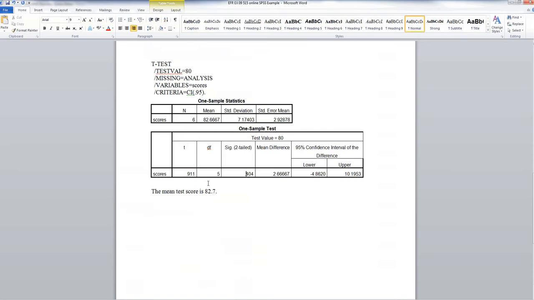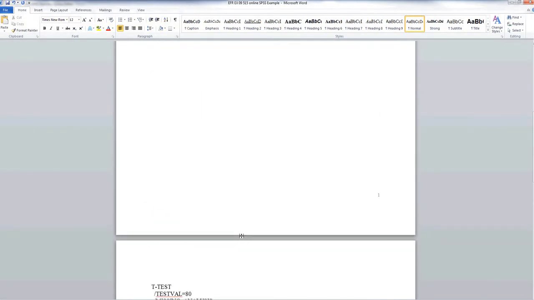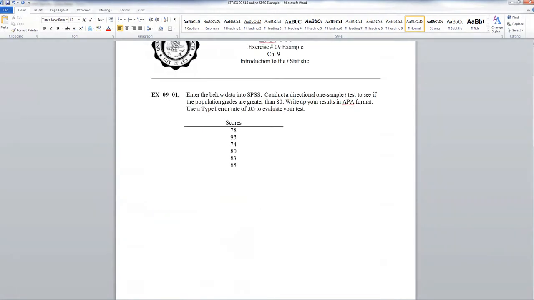So if I come in here and take 0.404 divided by 2, we end up with 0.202. Now that's my p. So p equals 0.202. The mean is 82.7, which is greater than 80. So that's my first step. And then the p is 0.202.